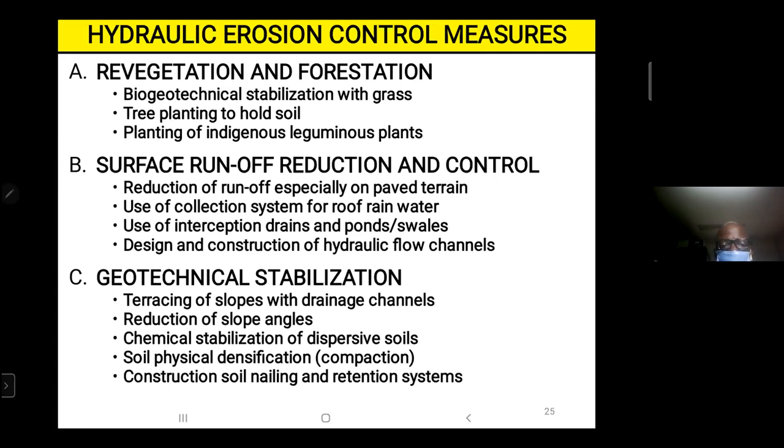The second category is surface runoff reduction and control. On paved terrains, use of collection systems for roof rainwater, especially in areas like parks. There are industrial parks that are supposed to be built during BRI processes, and those would survive. Geotechnical stabilization is the most frequently adopted one to stabilize the slopes of roadways, chemical stabilization of dispersive soils, soil physical densification, because if you densify soil, then you've increased the cohesion or the tensile strength against erosive forces, and construction of soil netting and retention systems. So these are all the geotechnical systems, and there are a few others that I may not have mentioned here, that can be used to stabilize roadways, train routes and pipeline routes against erosion during BRI projects.